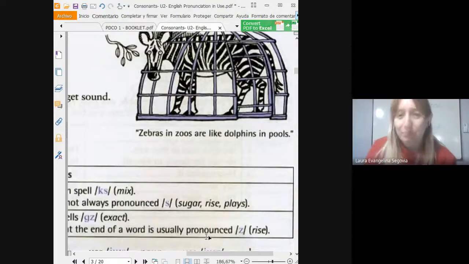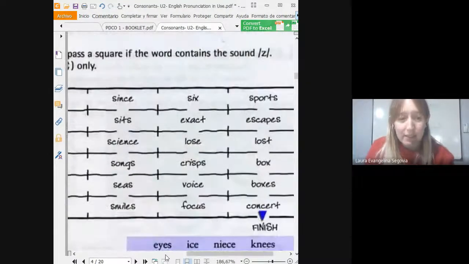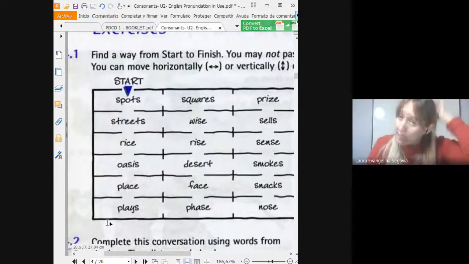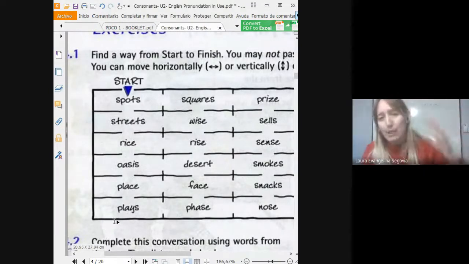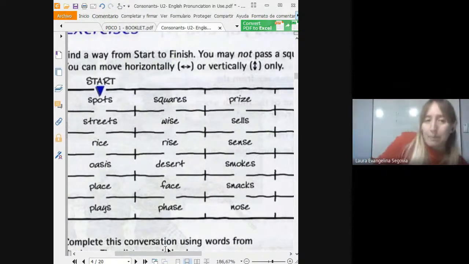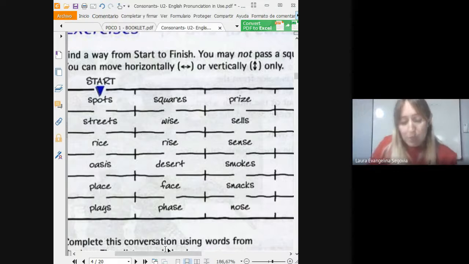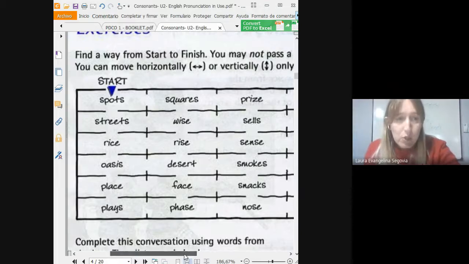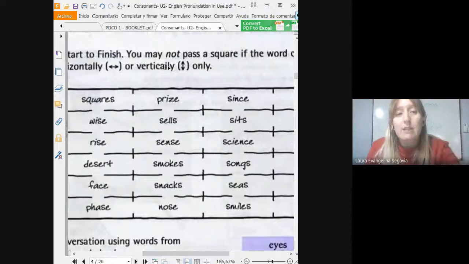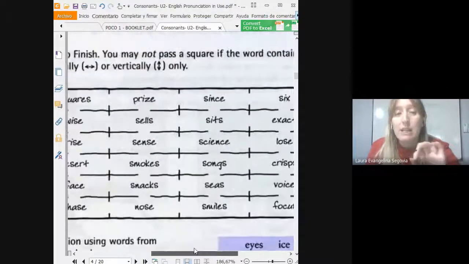Okay, let's correct the activities and then I will start explaining the paragraph as regards weak and strong forms, and then I let you go. Okay, let's correct this. Brenda, can you tell me which is the path with the words that you have chosen? The activity was to find a way. Here it says, you may not pass a square if the word contains the sound z.